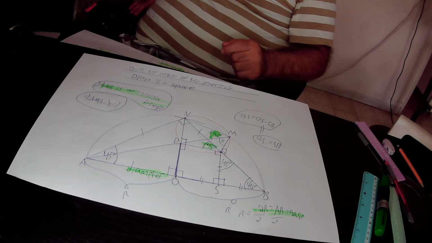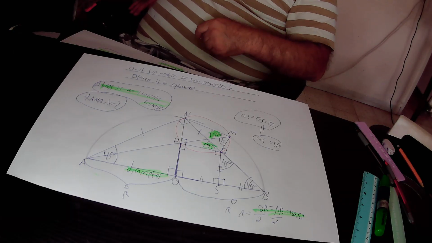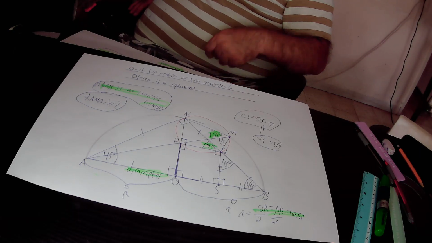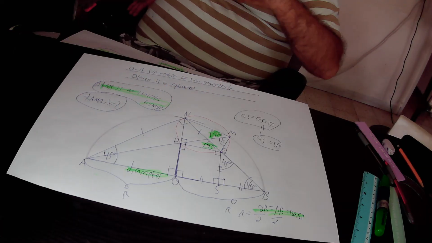In the next step, we join points M and N together by a straight line, and we also join points N and A together by a straight line.